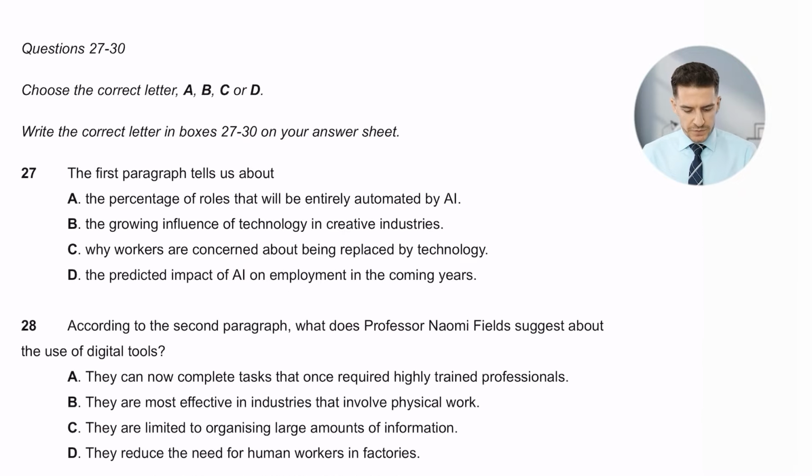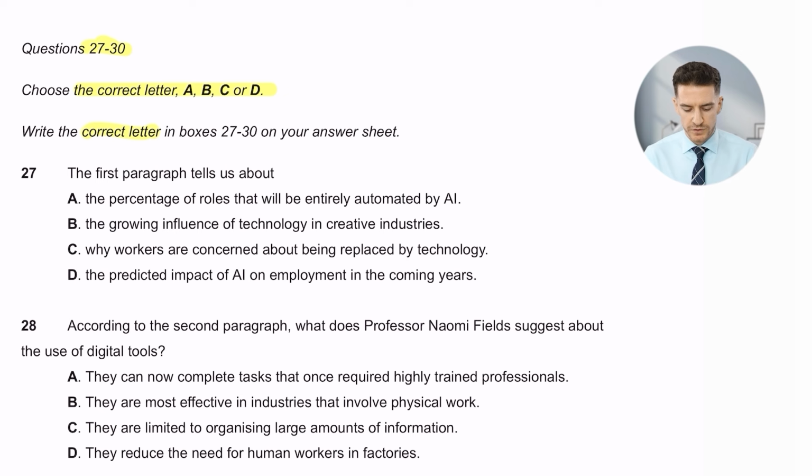So here they are, questions 27 to 30. Choose the correct letter, A, B, or C. Write the correct letter in boxes 27 to 30 on your answer sheet. So the first thing that you should notice there is it says write the correct letter. Okay, so when you're writing your answer, you just need to write the letter. You don't need to write the full option that you think is correct.